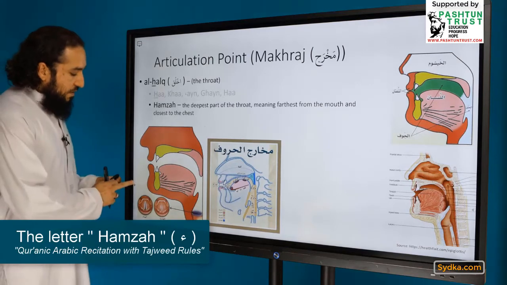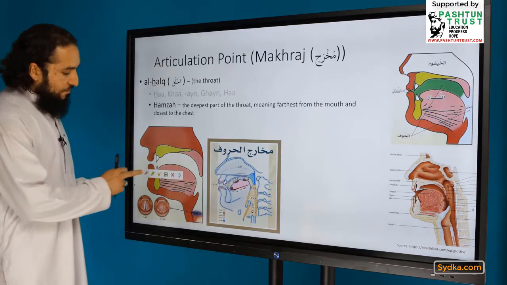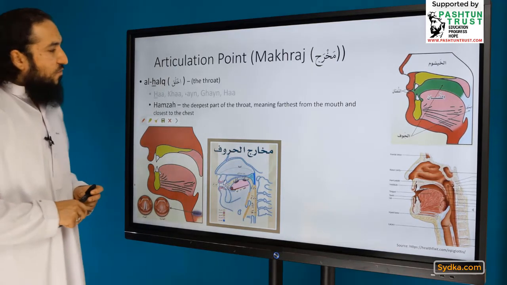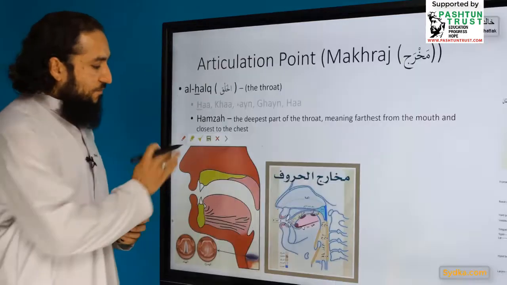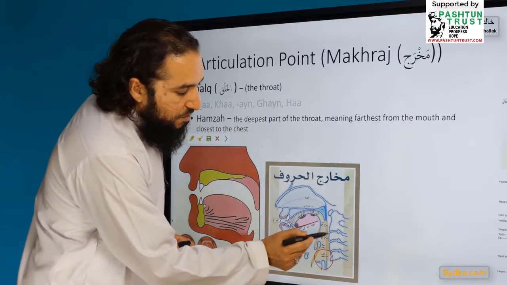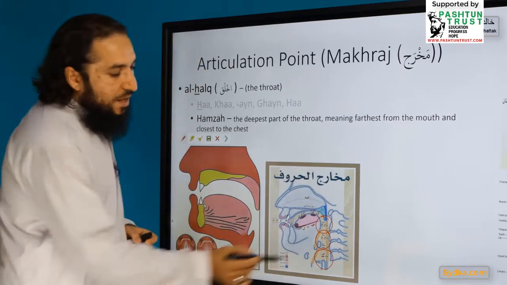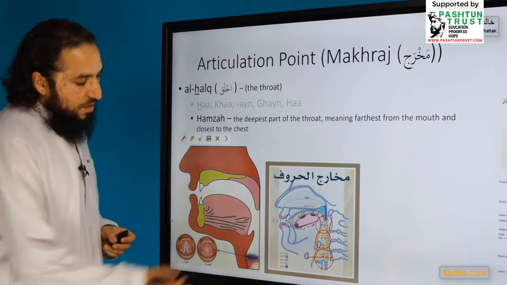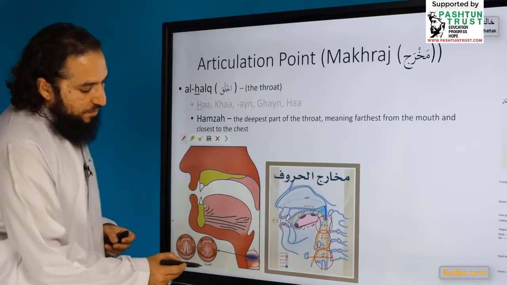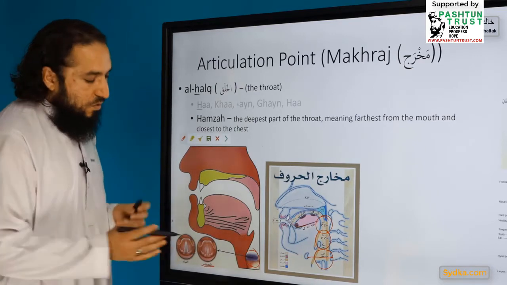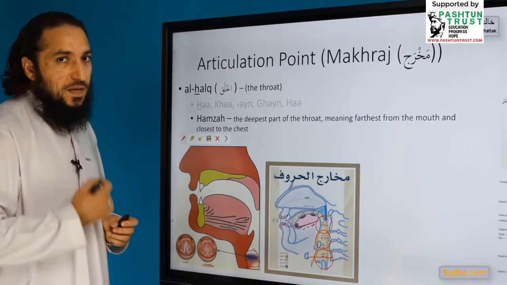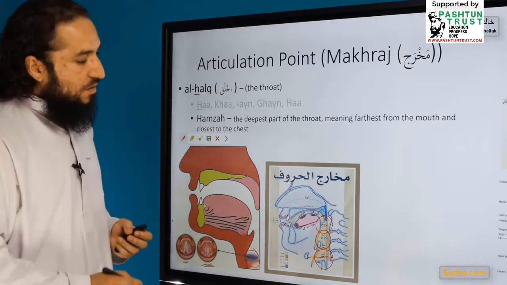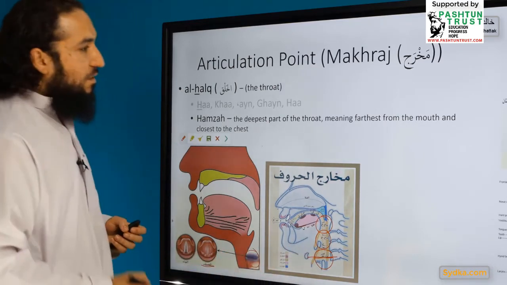So what is the articulation point? The articulation point for Hamzah is the deepest part of the throat. As we explained before, we have three parts of the halq, the throat, and this is from the deepest part, closest to the chest, you can see here. In Hamzah, the vocal cords are almost closed when we are pronouncing it. That's the articulation point, the deepest part of the throat, near to the chest.